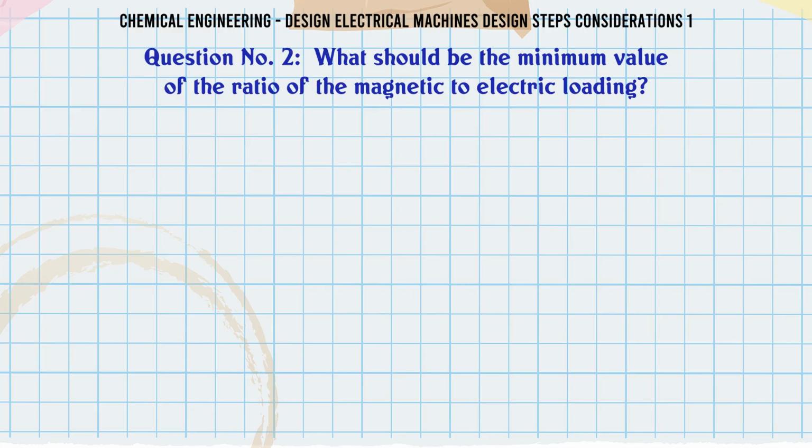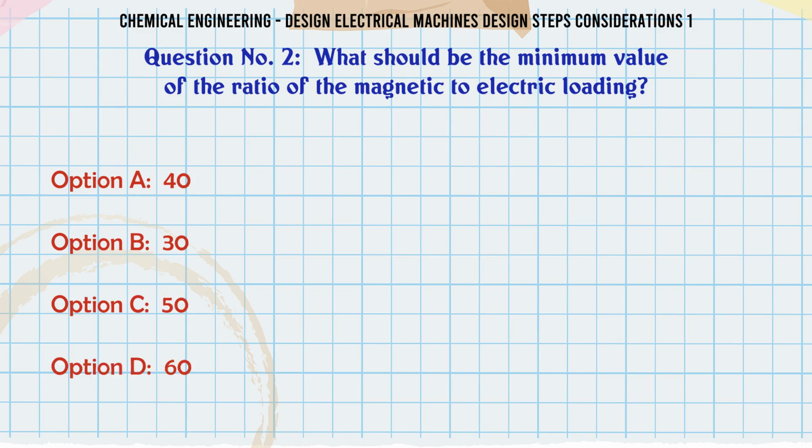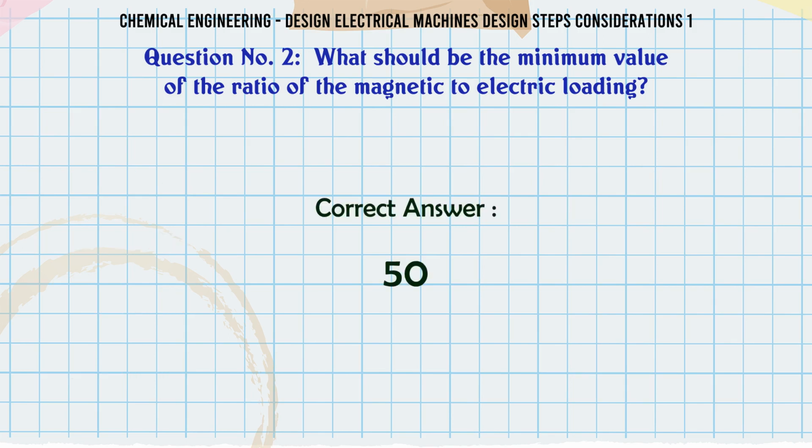What should be the minimum value of the ratio of the magnetic to electric loading? A. 40. B. 30. C. 50. D. 60. The correct answer is 50.